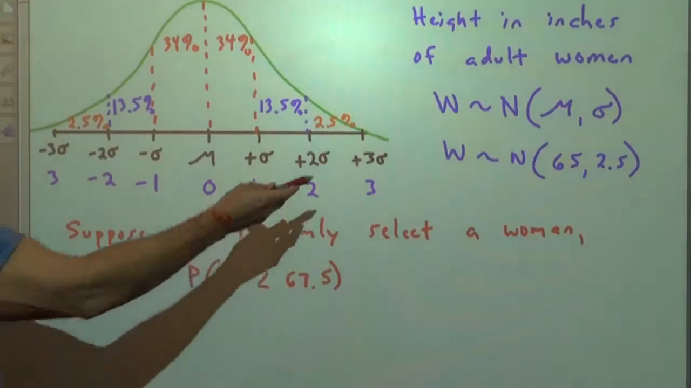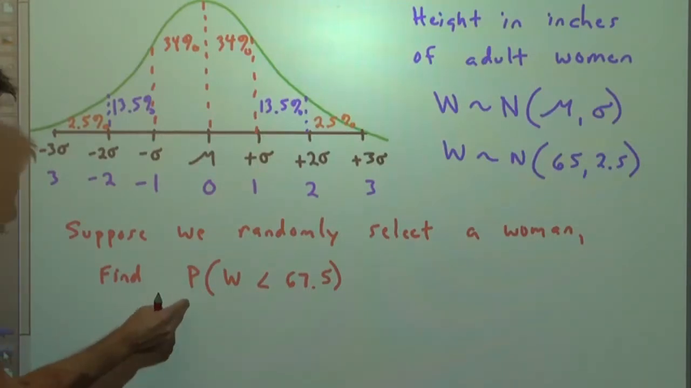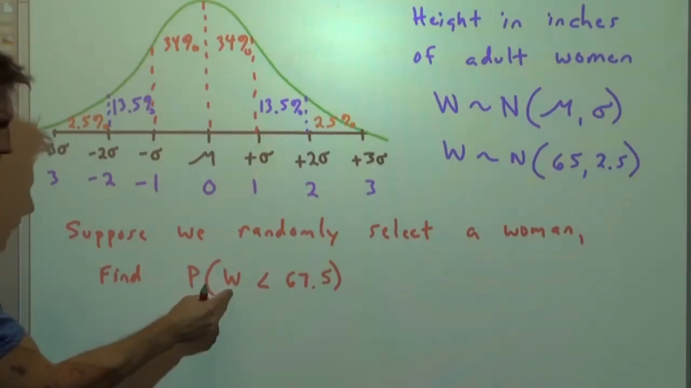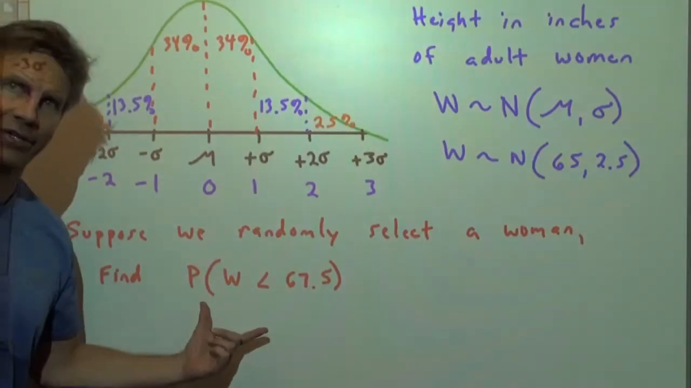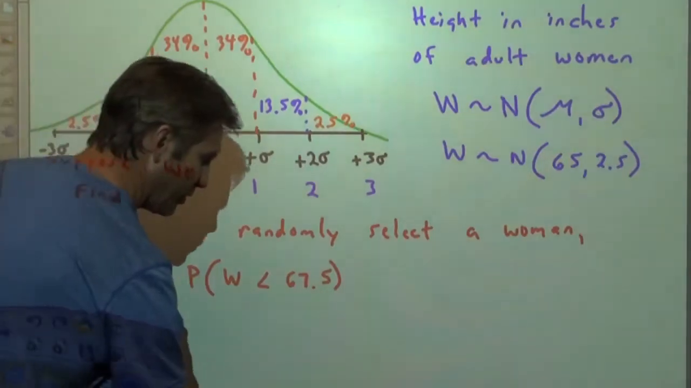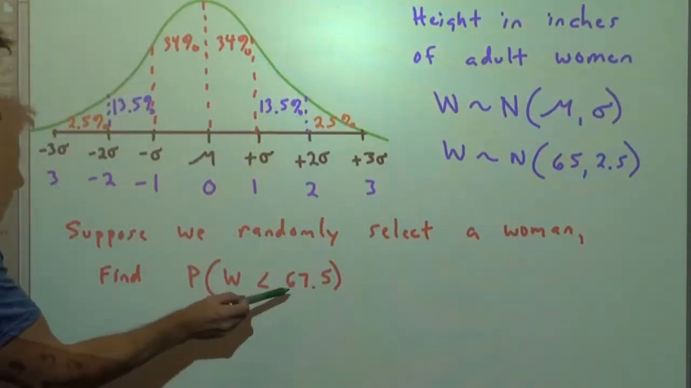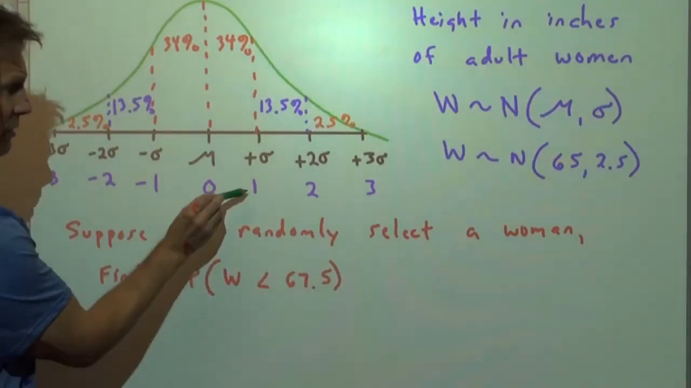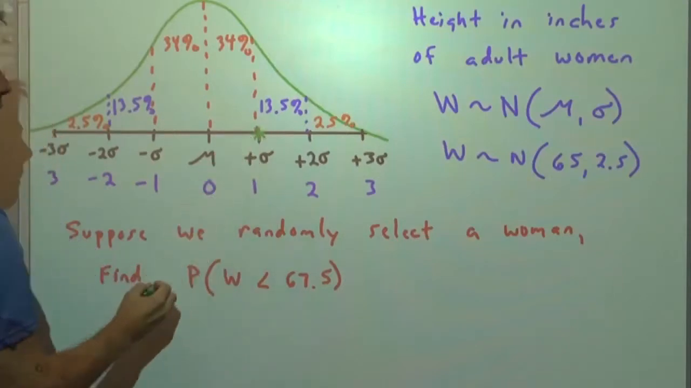Okay, so again, if we go back to the height of women, suppose we randomly select a woman and we want to find the probability that this woman's height is less than 67.5 inches. That's what this nomenclature means, this little scripting right here. So all we have to do is use the empirical rule, and we can say, okay, look, this person is 1 standard deviation above the mean, so she is at a z-score of 1. Her height is right there.